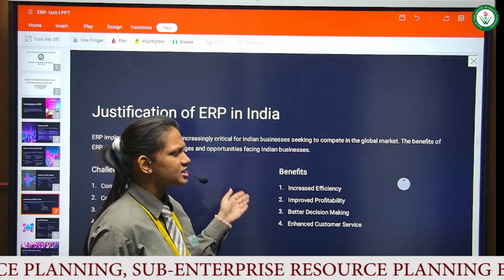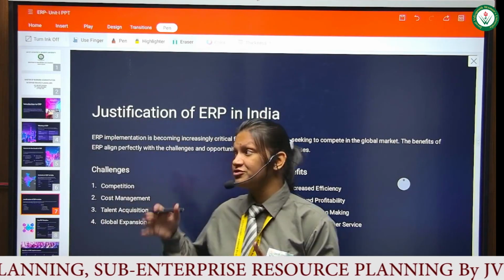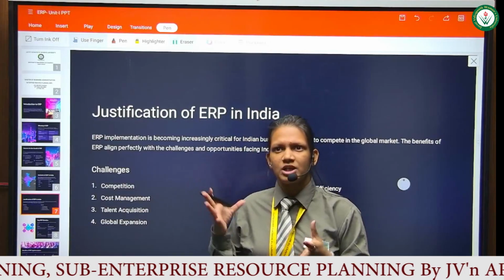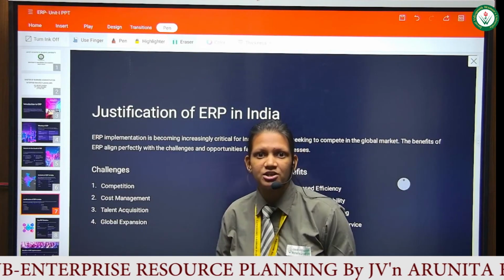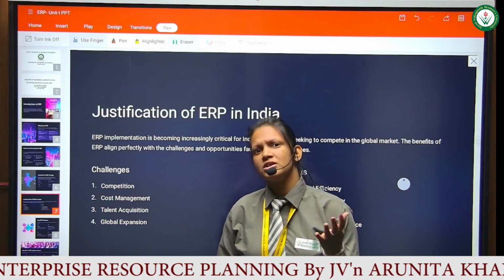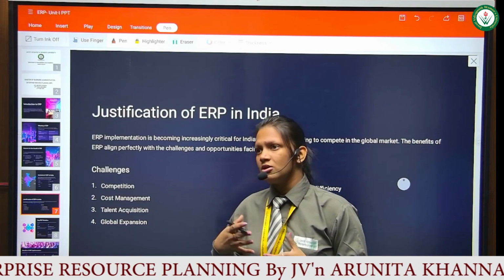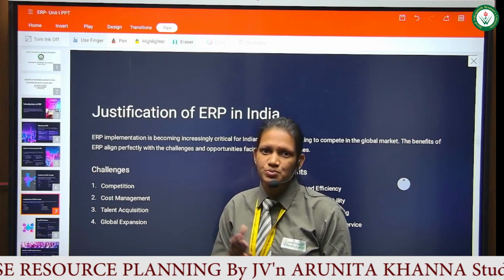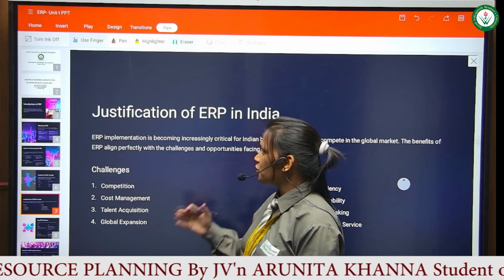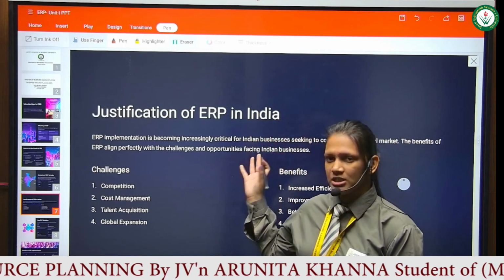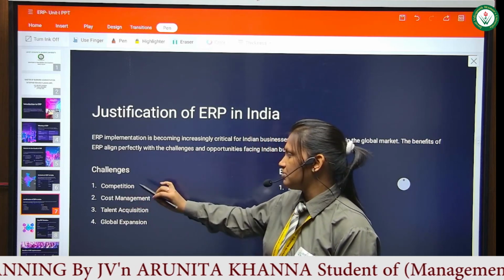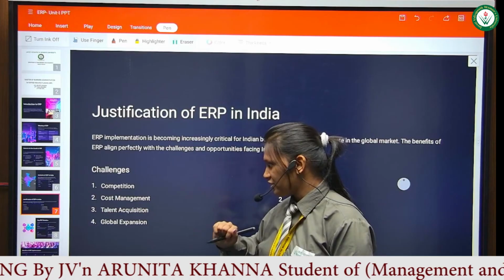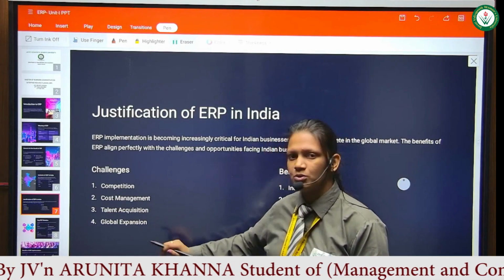Because of these benefits, sometimes we also face a lot of challenges, because of changing India and changing scenarios in India, we have also started coming up with startups and doing a lot of businesses at the small scale and medium scale. So there are a lot of challenges because of ERP incorporation. For example, competition, cost management, talent acquisition, and global expansion.